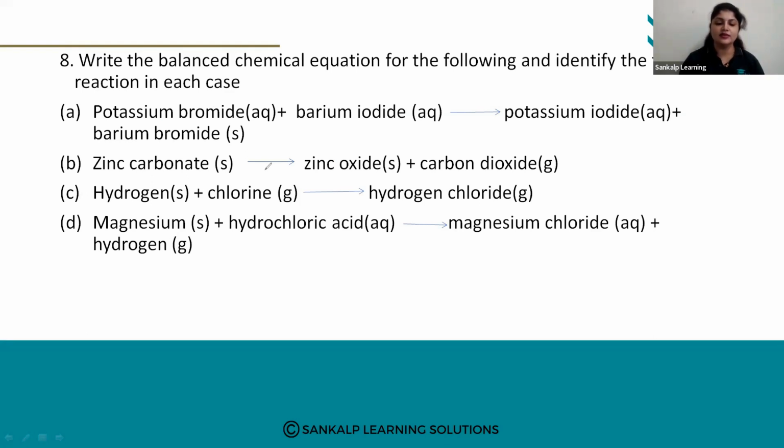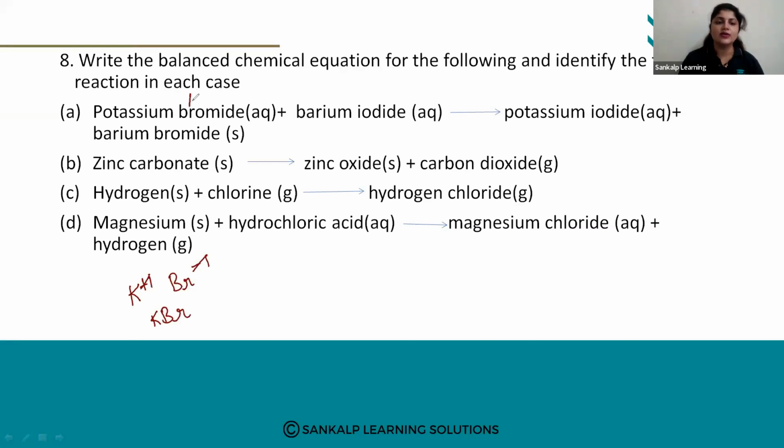Potassium bromide. Potassium bromide is what? KBr, which is aqueous, plus barium iodide, BaI. Ba is +2, iodine is -1. So I'll just show you how you write it. Every time you have to write the formula here. Now KBr, I'll show you stepwise. Potassium is K+, bromide is Br-, so +1 -1 get cancelled. So it will be KBr.